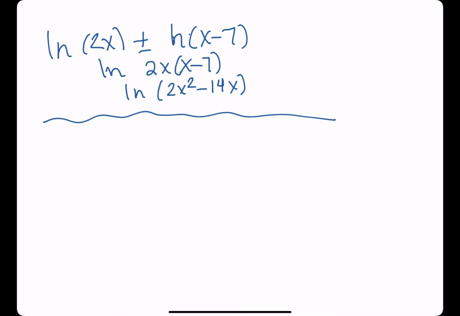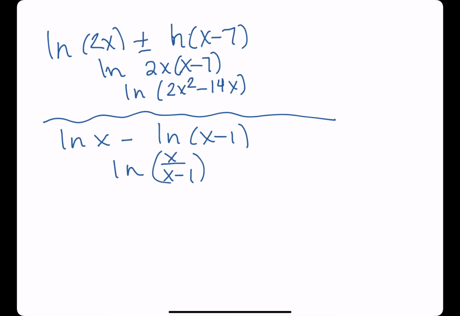Or you might get something like, take the natural log of x and subtract it from the natural log of x minus 1. Condense that. Condense means to write it as a single log. And you'll see, well, it's subtraction, so I'm going to divide those two things. Well, with this one, that's all you can do there.